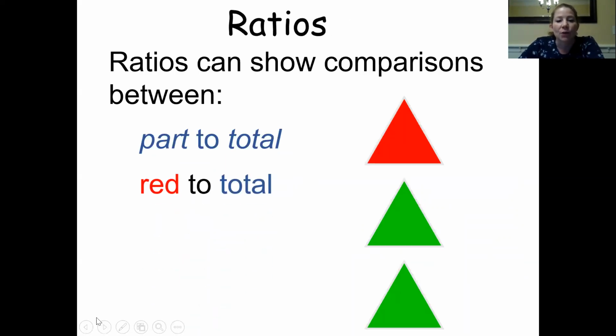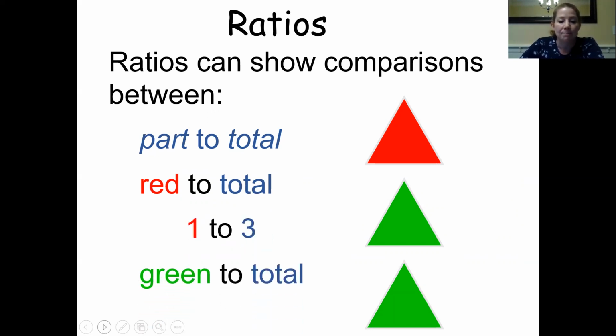All right. So what if we want to know the ratio of red triangles to total triangles, where there's 3 total triangles and only one of them is red? Our ratio would be 1:3. If we're saying green triangles to total triangles, our ratio is 2:3.